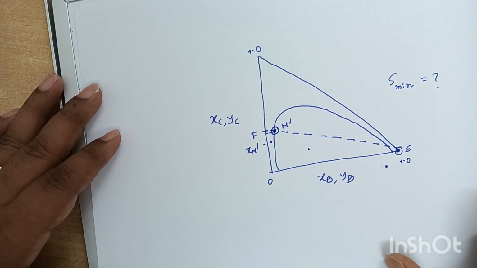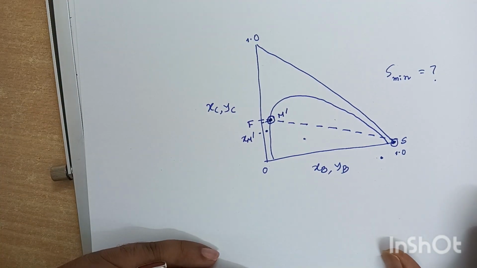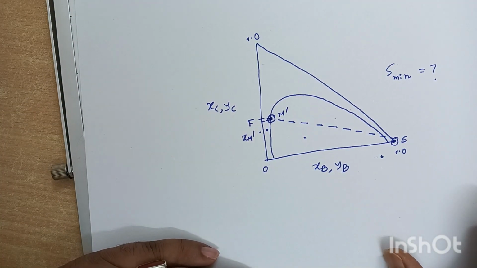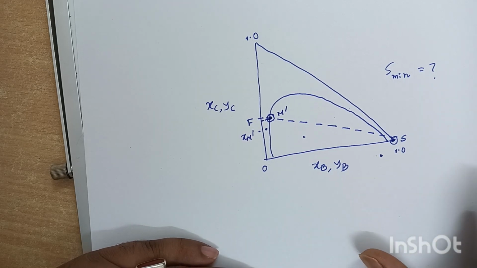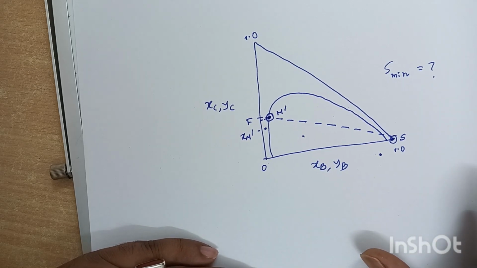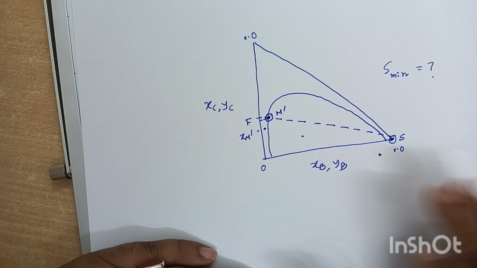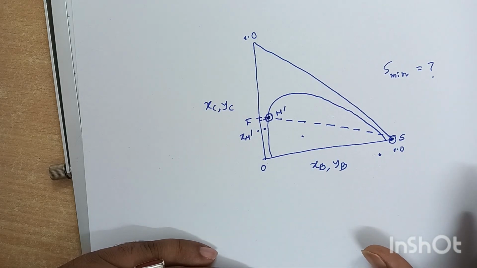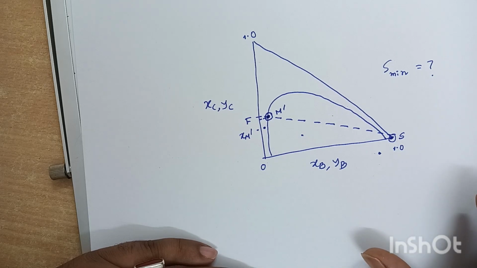Isn't it very interesting? Now, before I wind up, here is a question for you. The opposite of minimum solvent flow rate is the maximum solvent flow rate. Now, please try to find out the value of S maximum using the graph, and you can share your thought in a comment.